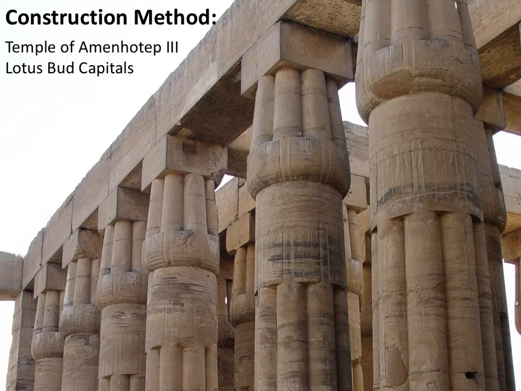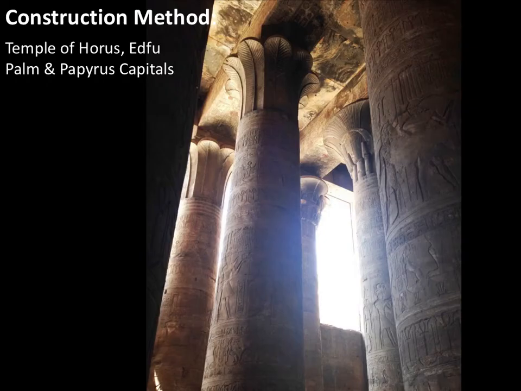Looking closer at those columns at the Temple of Amenhotep III, these are lotus bud capitals, so it looks like a bundle of reeds with a lotus bud at the top, and then a square block, and then the lintel. Here's another interesting look at both the palm and the papyrus capitals. You see, it's kind of an abstract form of what Mother Nature grows, but definitely it's vegetation, isn't it?